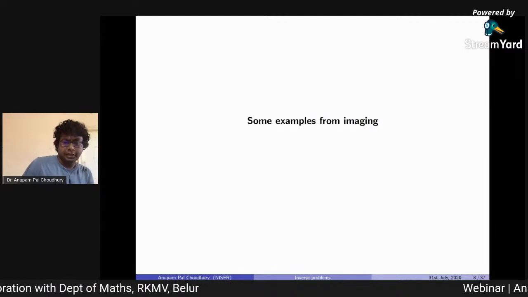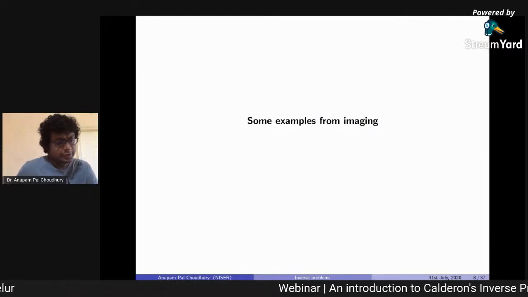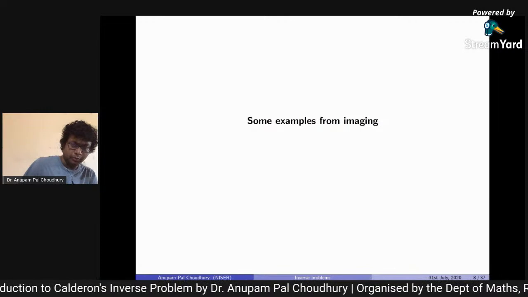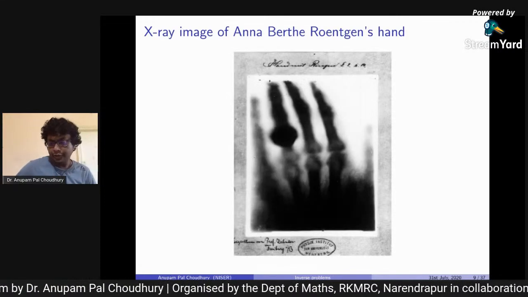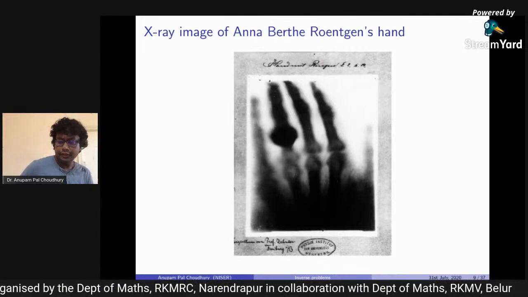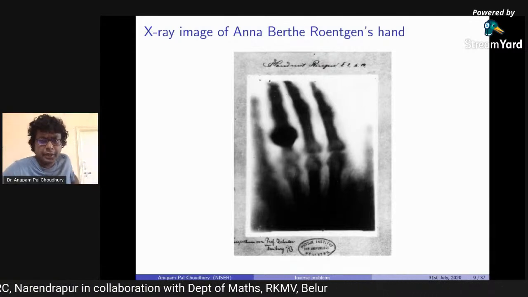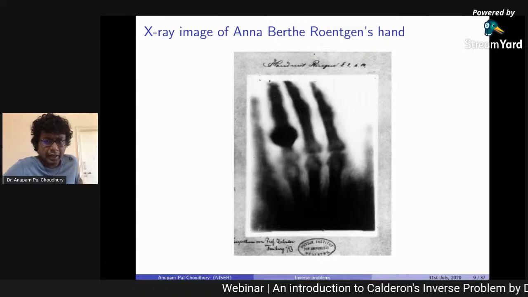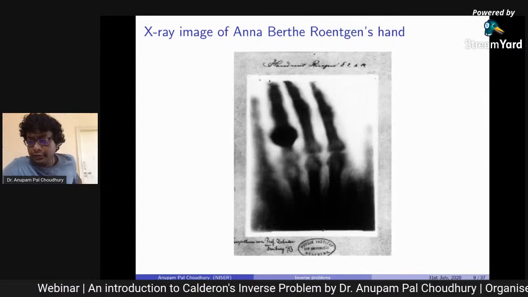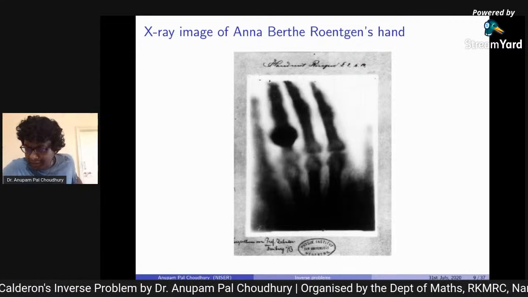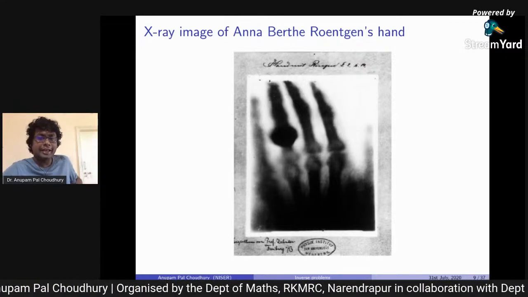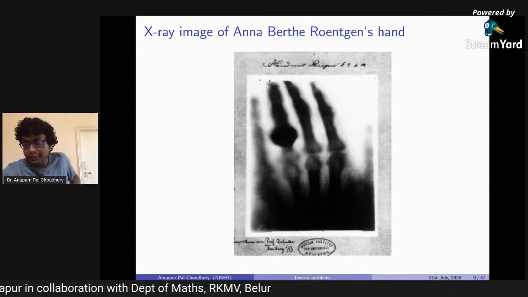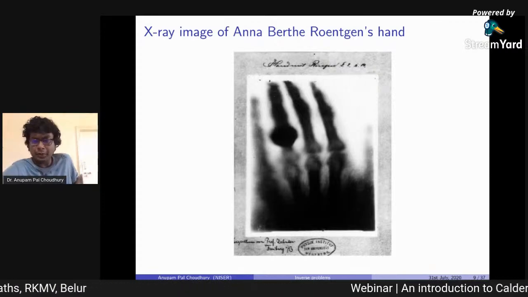So let me give you some examples from what are known as imaging problems, which arise in this class of inverse problems. Let me start with a very interesting example of an X-ray image. This is the image of Wilhelm Roentgen. I guess most of us have already heard about Roentgen. Wilhelm Roentgen was the person who in 1895 accidentally discovered X-rays. He was doing some experiments to test whether cathode rays could pass through glass or not.